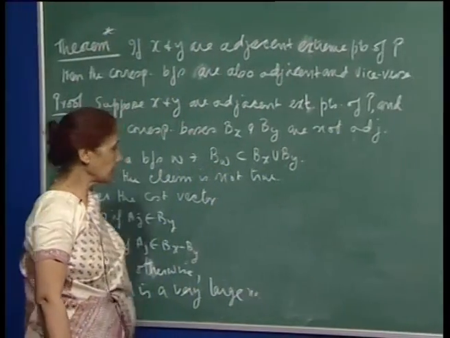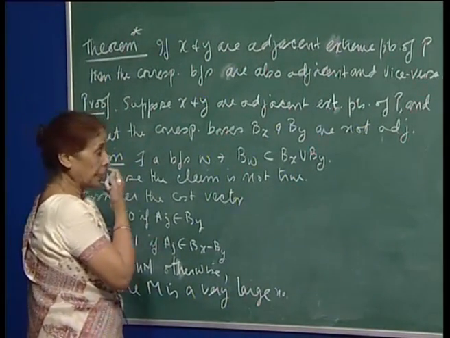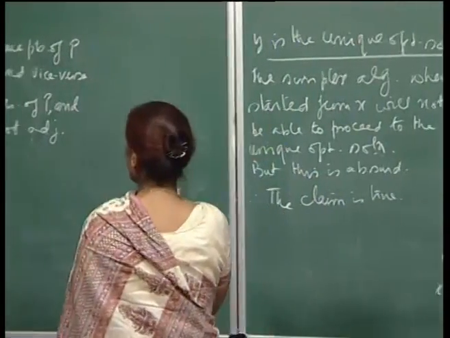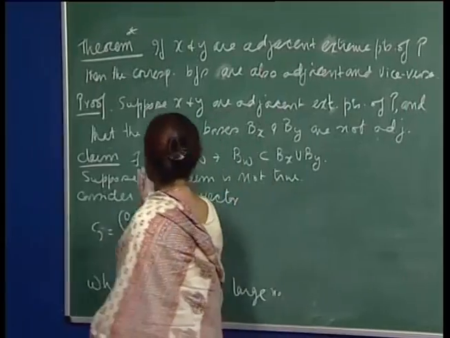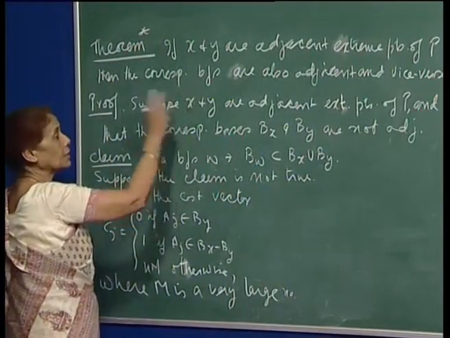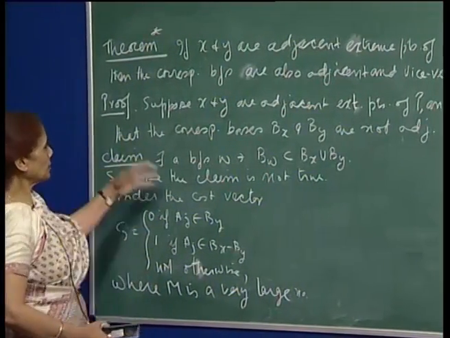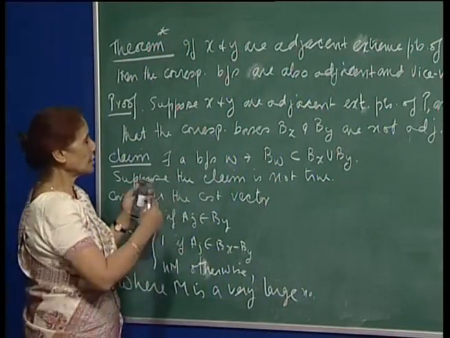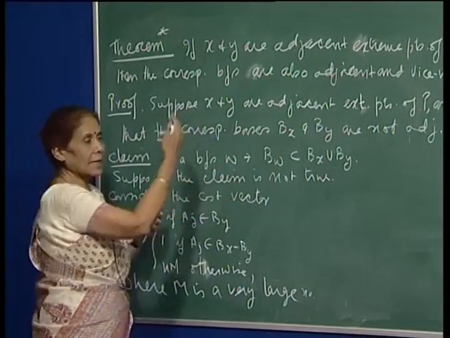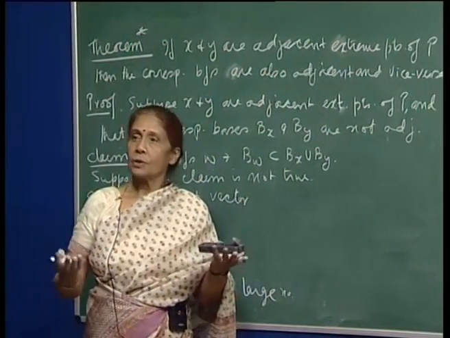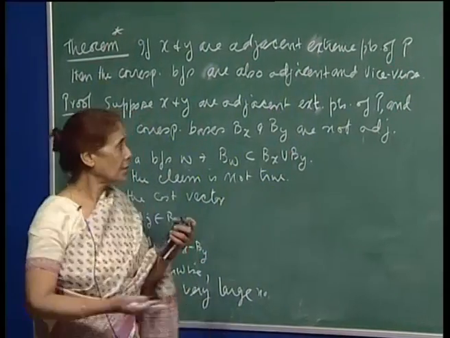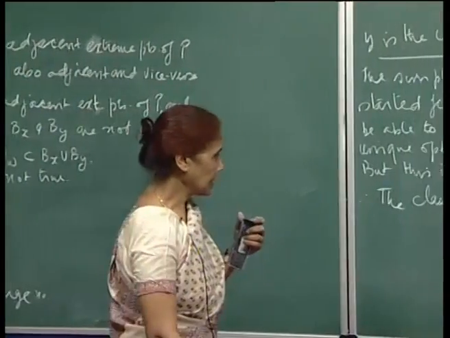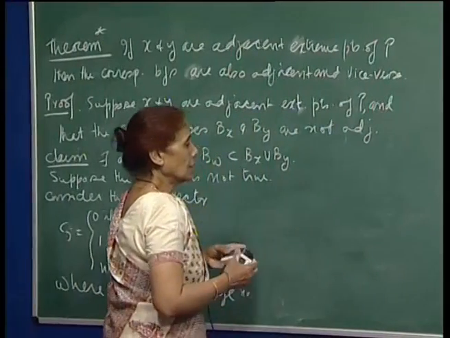Once I have this, what we do now is I have to actually show you what I have to contradict. I have to contradict the fact that x and y are not adjacent, because I am starting with the assumption that Bx and By are not adjacent. Then I will come to the conclusion that x and y are adjacent, which contradicts our starting assumption. So, this is not correct. Bx and By must be adjacent bases. So, the claim is true.